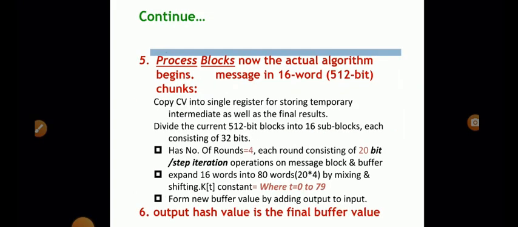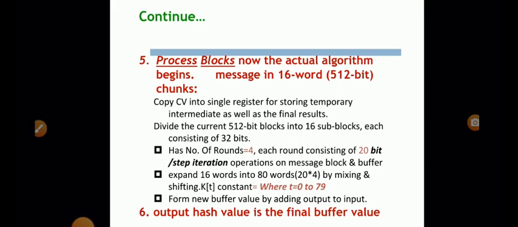Next we are going to discuss the processing block, where the actual algorithm begins. First, we copy the chaining variable into a single register for storing temporary, intermediate as well as final results. Then divide the current 512-bit block into 16 sub-blocks, each consisting of 32 bits. So already we have divided the entire message into 512-bit blocks, and these are once again divided into 16 sub-blocks, each 32 bits long.